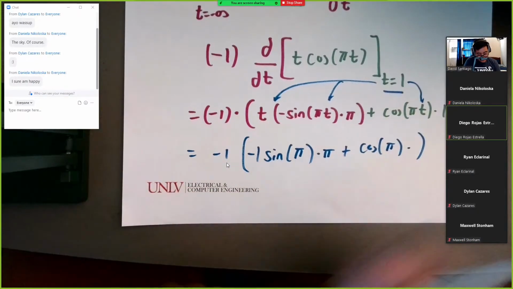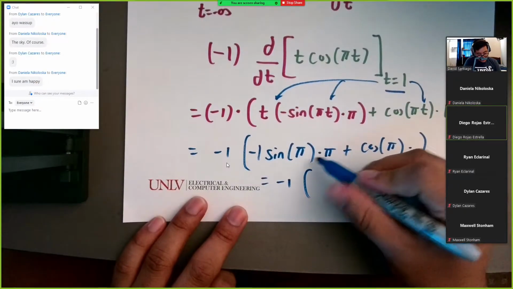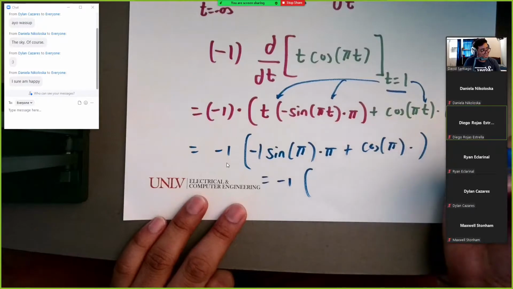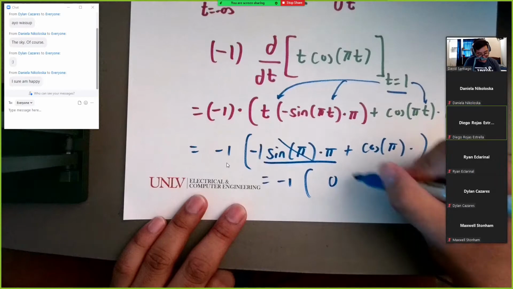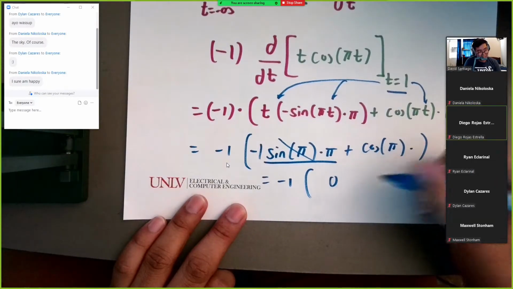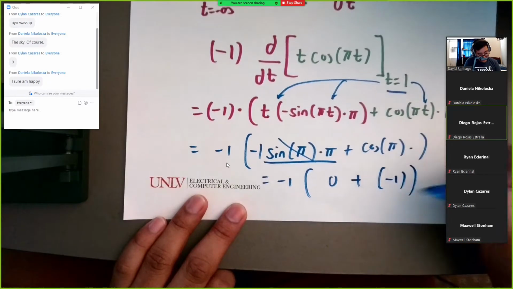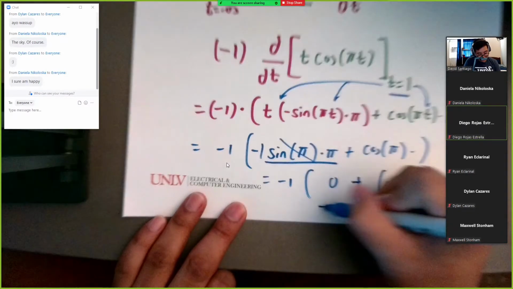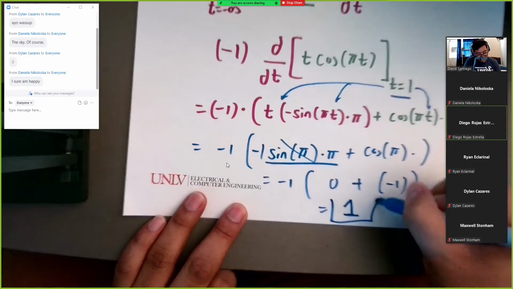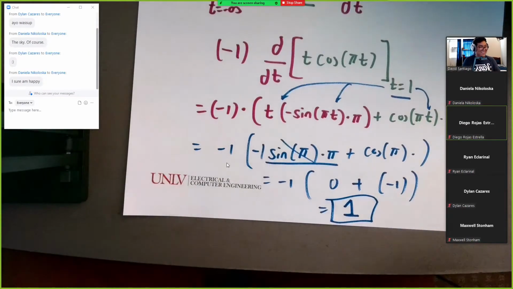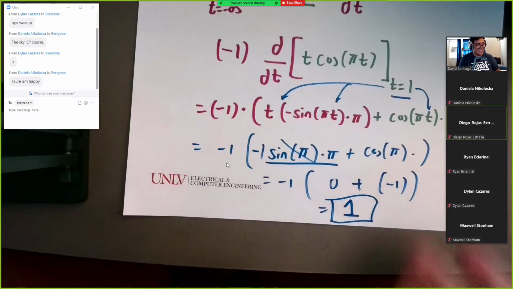And then start rewriting stuff. Let's put that -1 right there. And then what's sine of pi? Sine of pi is 0. So this thing just dies. Plus cosine of pi. And what's cosine of pi? -1. And then you got this -1 and this -1. And what are you left with? 1. That's why I chose that problem, or that's why I made this little problem, because it's 1.